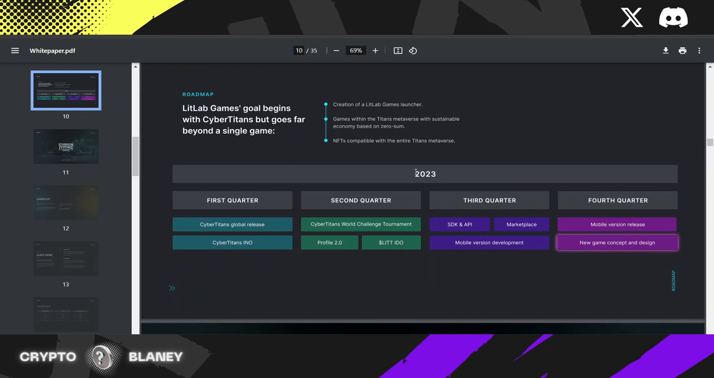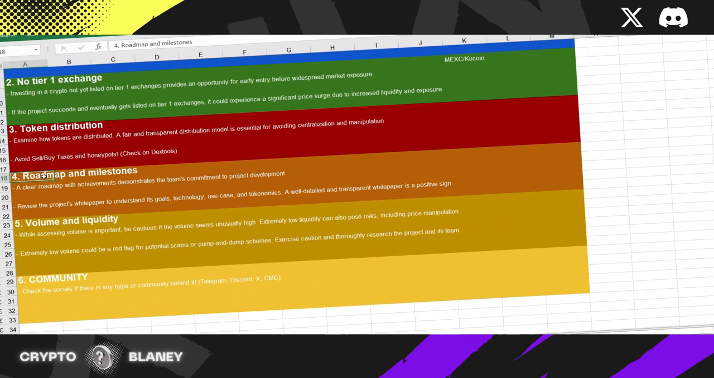And as you can see, in the fourth quarter of 23, mobile version release. So yeah, they achieved everything. So yeah, let's see what they are bringing to the table in 2024. So everything is very clear with LitLab Games.